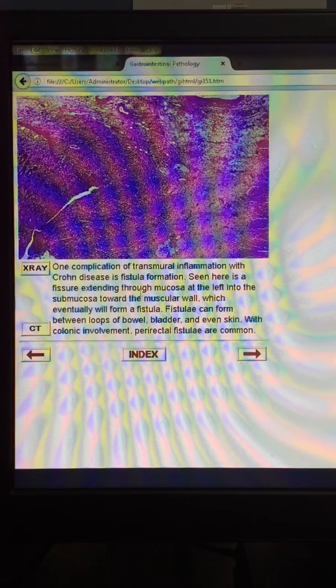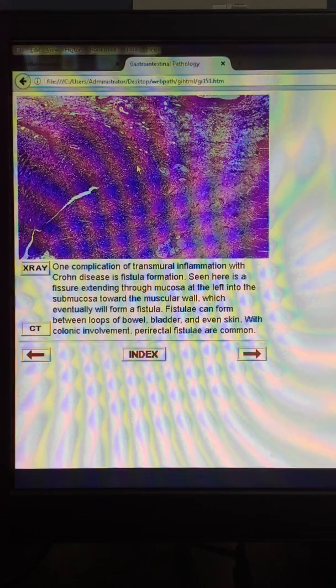As a complication of transmural inflammation, patients might develop fissures like this one, and as the fissure goes deep through the bowel wall, it might lead to formation of a fistula with an adjacent bowel loop or with the nearby skin surface.